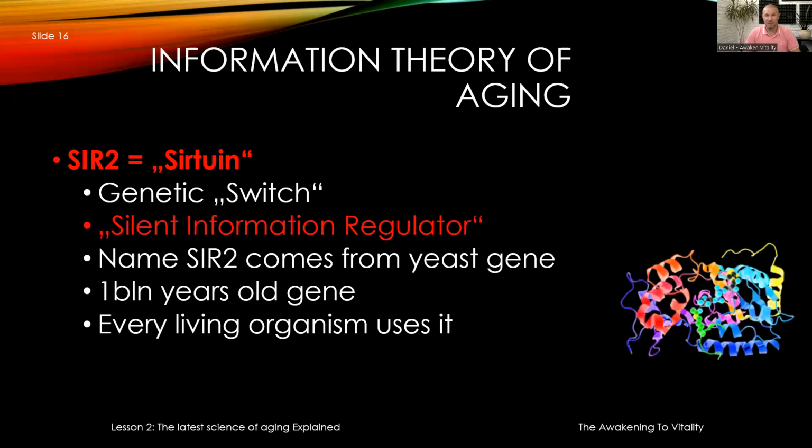And we are coming to a first magical switch, or magical molecule or mechanism, which is almost a billion years old and which has also been studied in yeast. It's called sirtuin, which represents a genetic switch that is able to silence information and actually revert and correct the backing of the data on the DNA.